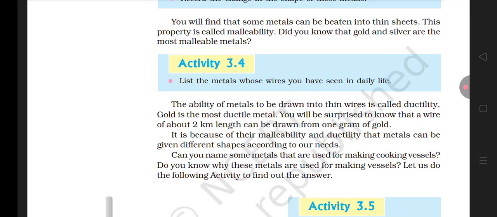It can be converted into thin wires, and these thin wires are converted into necklaces and these types of things. Okay. You will be surprised to know that a wire of about 2 kilometer length can be drawn from 1 gram of gold. Because gold is highly ductile, we can convert it into thin wires.